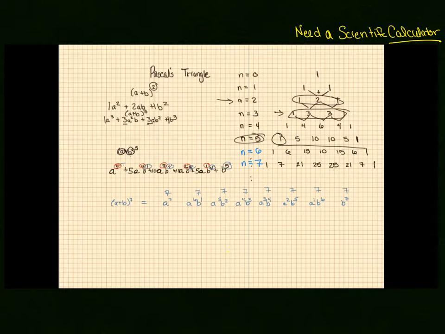Okay, so now we're going to add our coefficients. We just write the numbers that are in the row of Pascal's. So we've got 1, 7, 21, 35, 35, 21, 7, and 1, and then we add each term, so we can just put a plus.